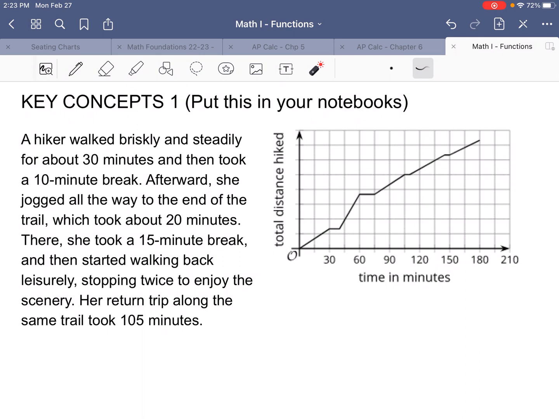There, she took a 15-minute break. Oh, okay. So she sits down for a bit and then starts walking back leisurely. So not as fast as initially or when she was jogging, so a little slower. And then she stopped twice to enjoy the scenery. Her return trip along the same trail took 105 minutes, so from here to here should be about 105 minutes.